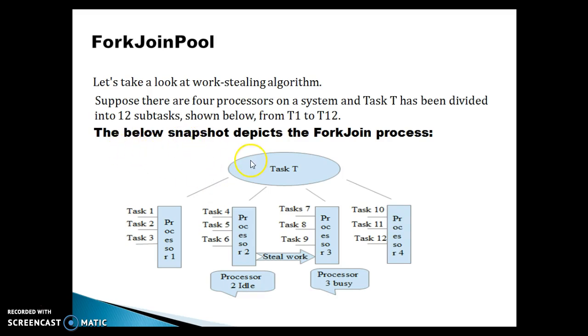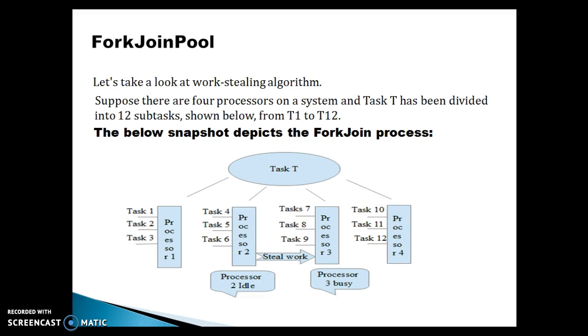The snapshot below depicts the fork join process. Here you can see in this picture, suppose each processor has 3 subtasks, but suppose processor 3 is too busy with work and processor 2 is idle.